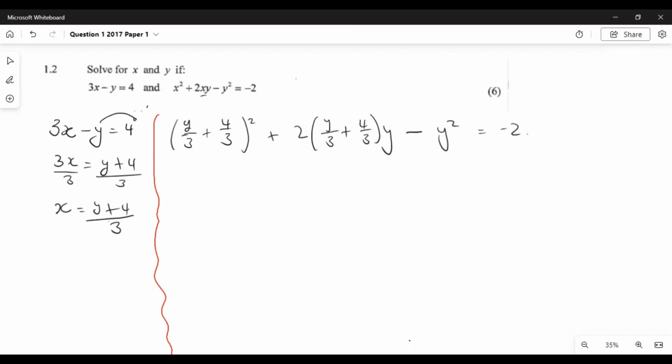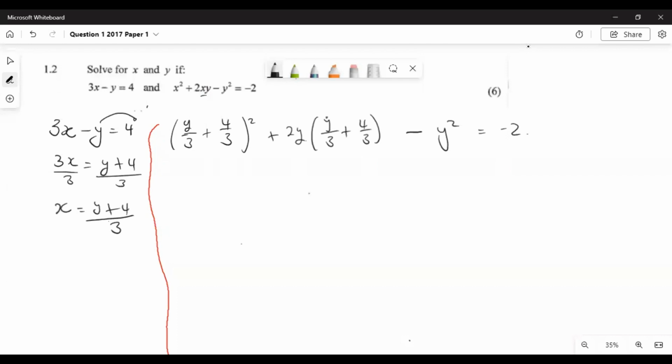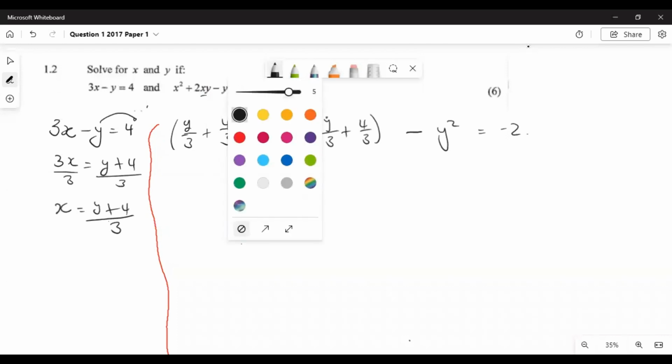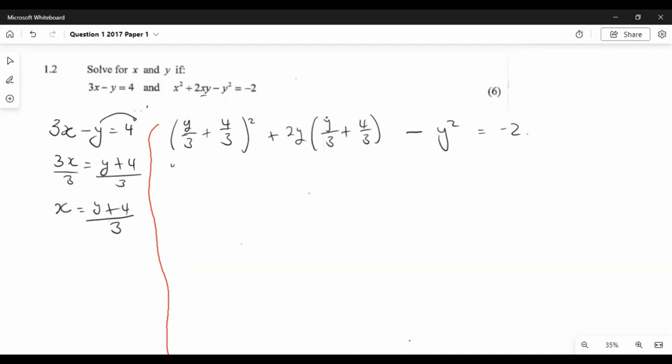Okay, so we will do the same thing we did at x. We're going to first square that one over there, and we will get y squared over 9. Then we will multiply y over 3 with 4 over 3, giving us 4y over 9. And multiply that by 2, giving us 8y over 9. And we're going to square the last number there, giving us 16 over 9.